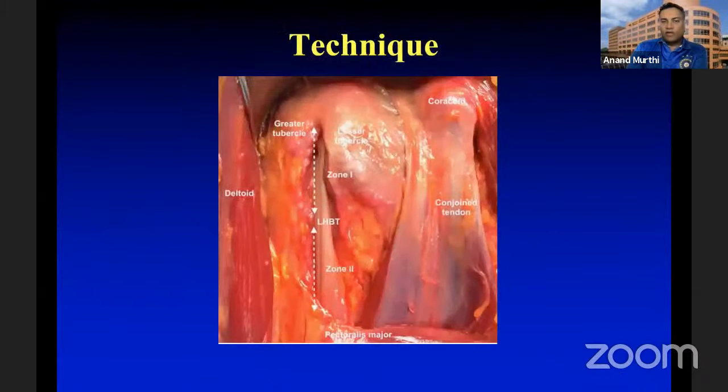This is a right shoulder. This is through a deltopectoral approach. We're releasing the biceps sheath.